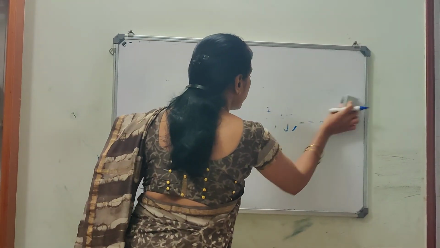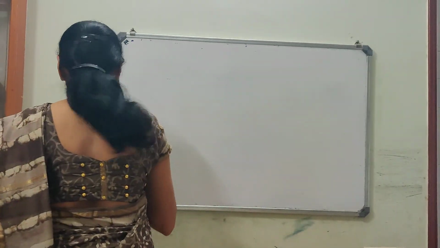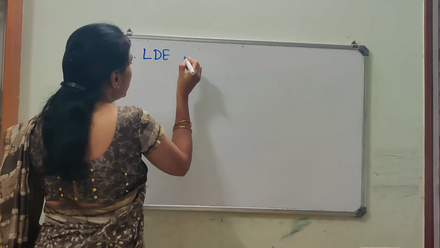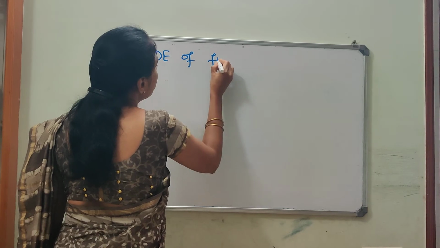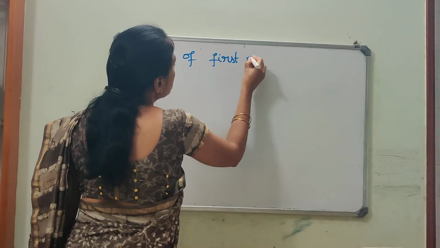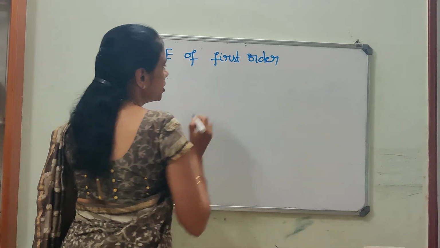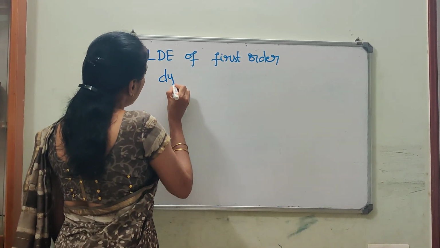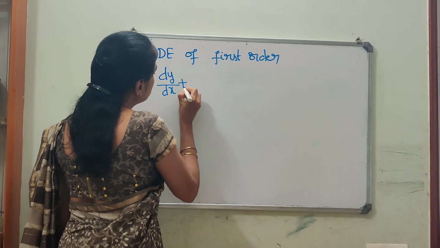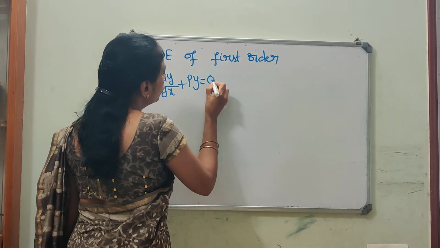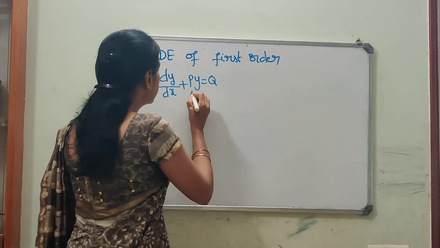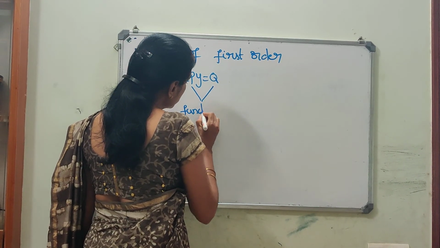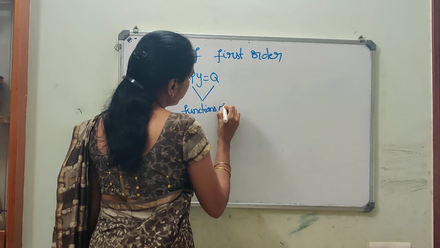Now we are talking about linear differential equation. So first one we are talking about is LDE of first order. LDE, I mean it is linear differential equation. How does it look like? Any equation of the form dy by dx plus py is equal to q is called a linear differential equation, where p and q are functions of x.